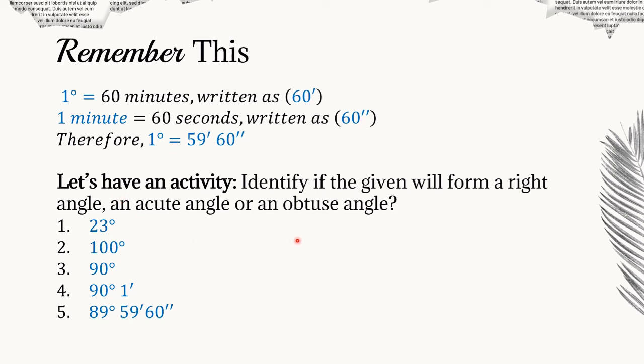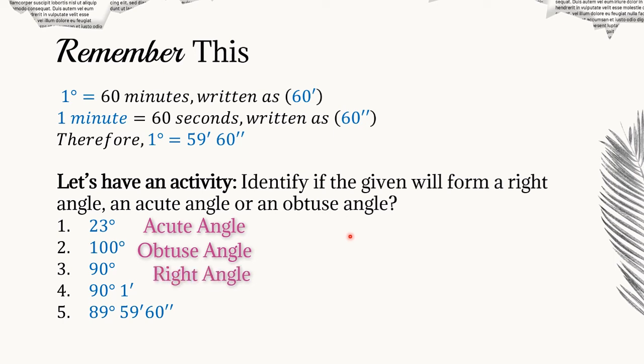Let's have an activity. Identify if the given will form a right angle, an acute angle, or an obtuse angle. Number 1, 23 degrees. Acute angle. Number 2, 100 degrees. Obtuse angle. Number 3, 90 degrees. Right angle. How about 90 degrees, 1 minute? It is an obtuse angle.